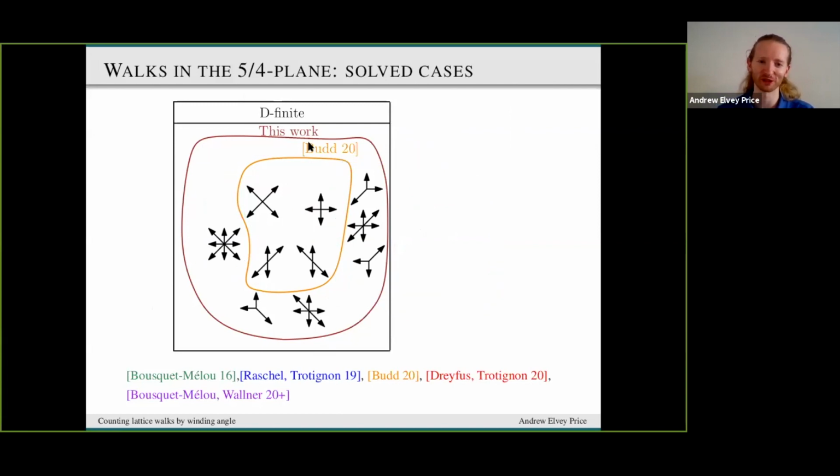One nice aspect of this work, and also the work of Budd, is that because it's based on walks by winding angle, it also allows us to count walks in larger cones, so the 5/4 plane, the 6/4 plane, the 7/4 plane. You can think of those as taking quarters out of the spiral that I described at the start.